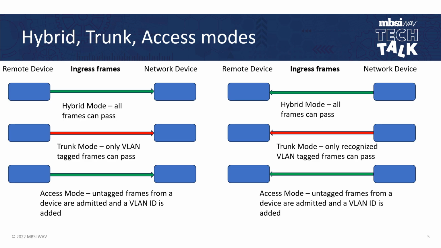So a VLAN tag is added. In the other direction, the VLAN tag is removed from the Ethernet frame, and the frame is transmitted without a tag to the rest of the network.